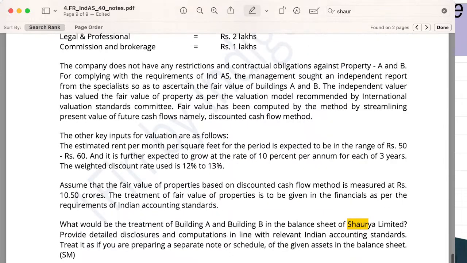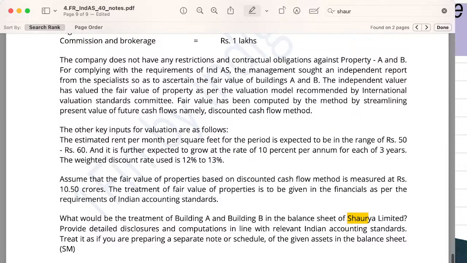Then the company does not have any contractual obligations against property A and B. For complying with the requirements of Ind AS, the management has sought an independent report from the specialist to ascertain the fair value of buildings A and B. The independent valuer has valued the fair value of the property as per the valuation model recommended by the International Valuation Standards Committee, and fair value has been computed by the method of discounting the present value of cash flows, basically the discounted cash flow method.